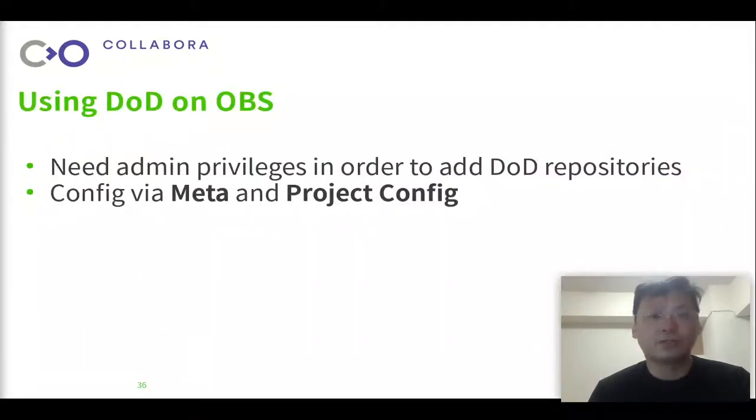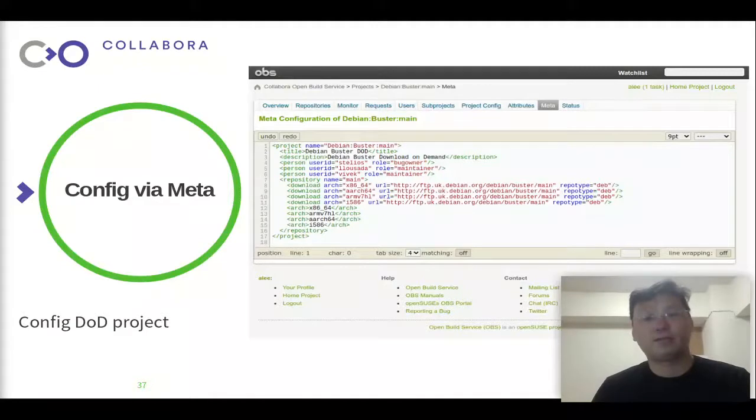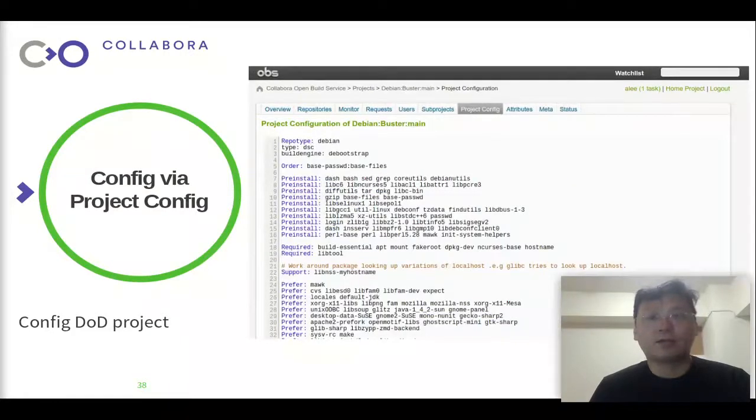To use the DoD on OBS, you need admin privileges so that you can add the OBS repository, and then configure via the meta and the project configuration pages. Here is what we have configured via the meta page in Debian. And you can also see how we configure it via the project config page in OBS. Then here we can specify the build engine. It uses debootstrap.